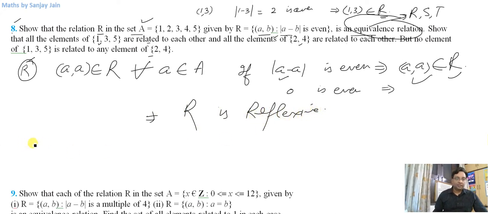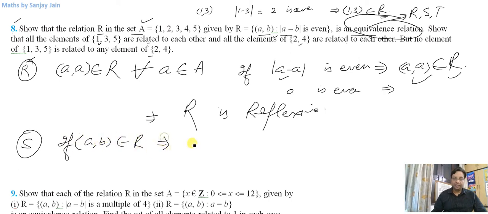Okay, now let's check for symmetry. Is it symmetric? If (a, b) belongs to R, then that means |a - b| is even. Now I need to check if (a, b) belongs to R, then (b, a) belongs to R or not, or whether the presence of (a, b) in R implies the presence of (b, a). If it implies the presence of (b, a) in relation R, then I will be able to say that it is symmetric. So that is what I am trying to do here.